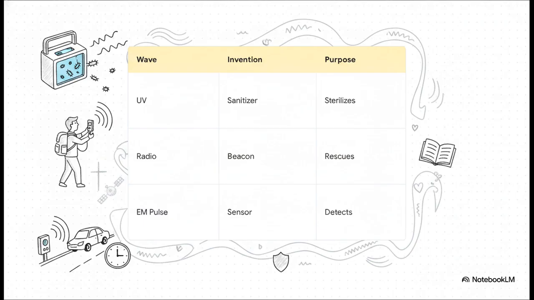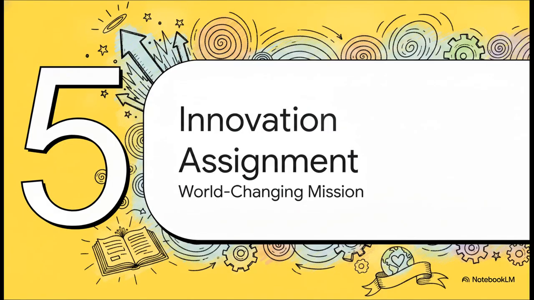Pretty neat, right? Second, radio waves. These can be used in a rescue beacon that instantly pings a lost hiker's exact location in an emergency. And third, an EM pulse. Believe it or not, a traffic sensor uses this to quickly detect speeding cars for police alerts. Notice how in every single one of these examples, the specific science of the wave blends seamlessly with a highly functional, life-saving design. So, it's your turn.